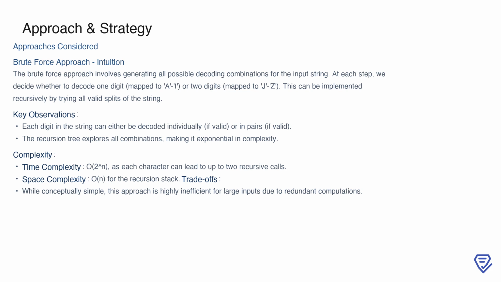Specifically, the time complexity is O(2^n), since each character can trigger up to 2 recursive calls, and the space complexity is O(n), due to the recursion stack. While simple in concept, this approach is inefficient for large inputs because it performs redundant computations repeatedly.